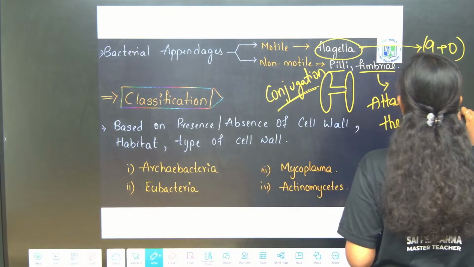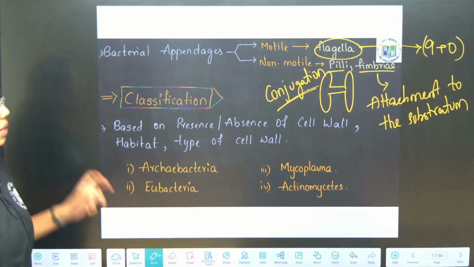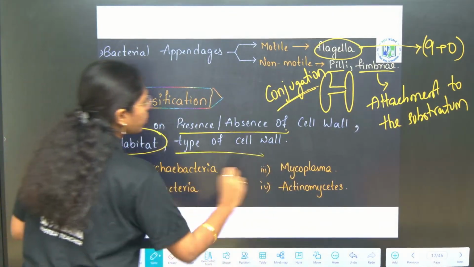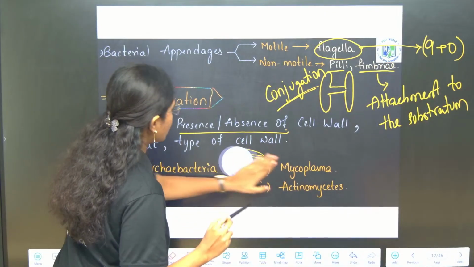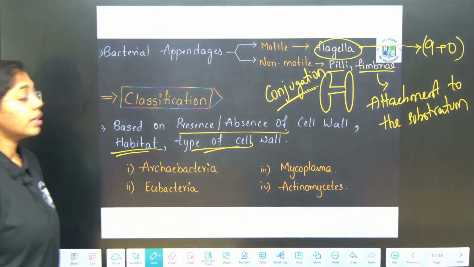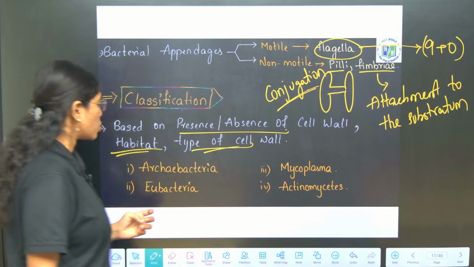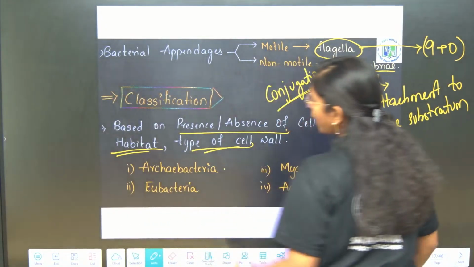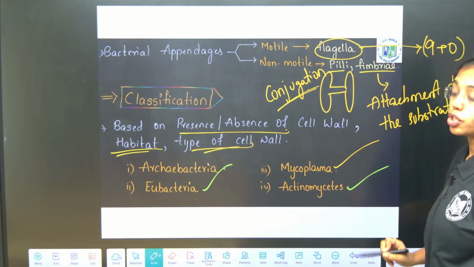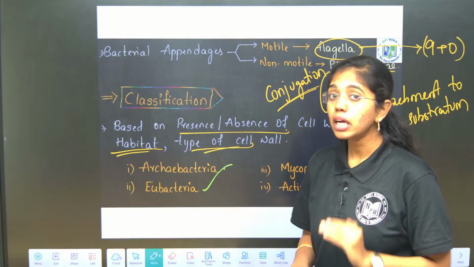Clear, right? Next, here you see classification based on the presence or absence of the cell wall, habitat and type of the cell wall. Based on these, the kingdom Monera is classified into 4 subclasses. What are they? Archaebacteria, eubacteria, mycoplasma and actinomycetes. You have to remember on what basis the kingdom Monera is classified.